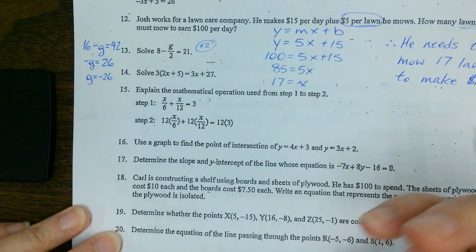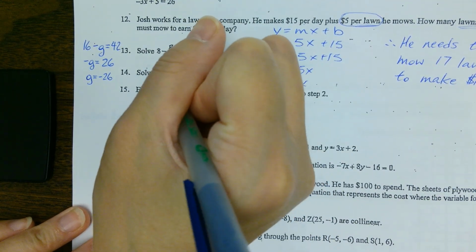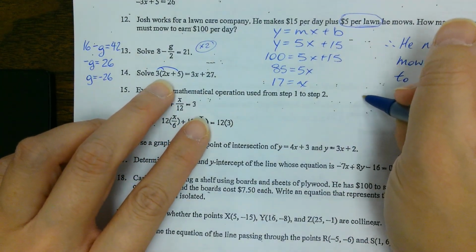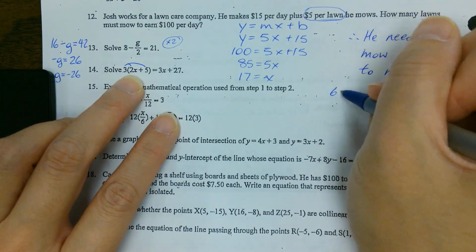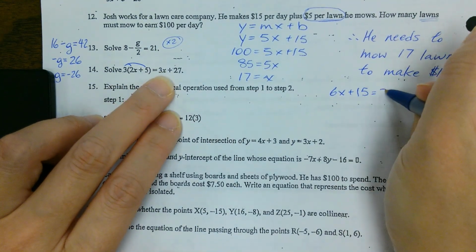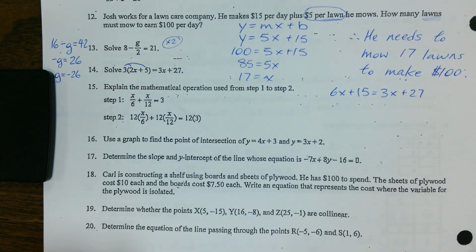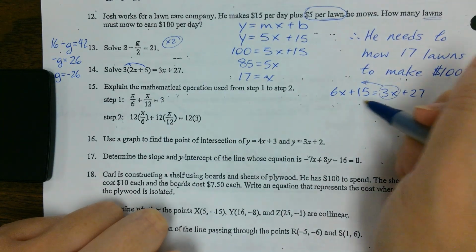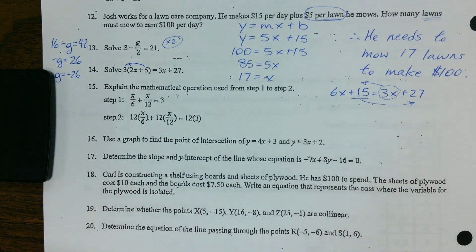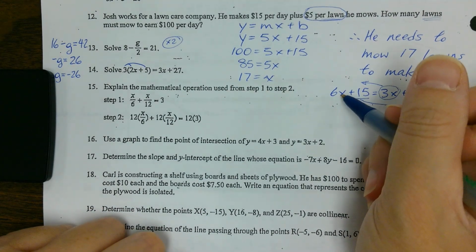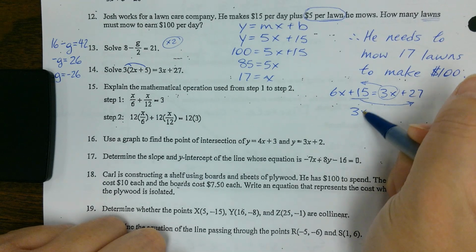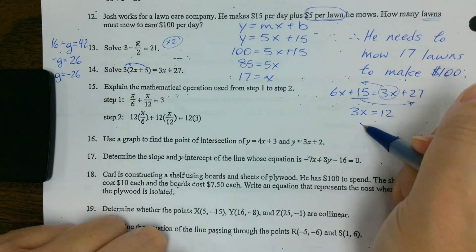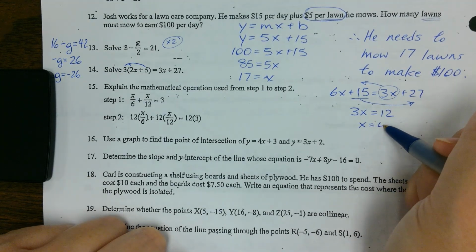Okay, 14. You have the 3 on the outside of the bracket, so I need to distribute. So that is 6x plus 15 equals 3x plus 27. Collect the like terms. So the 3x can go on the left side with the other x, and the 15 can go to the other side where the other number is. So 6x minus 3x gives you 3x. 27 minus 15 gives you 12. Lastly, when you divide 12 by 3, you get 4.